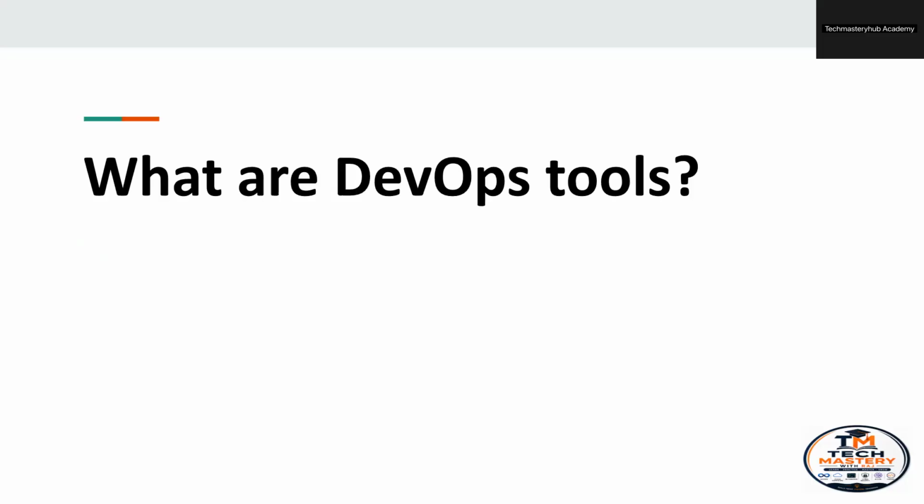Okay, so the next question is, what are DevOps tools? There are 1,000+ DevOps tools in the market, but there are some main tools which are widely used in the industry. So we will see only those tools. DevOps tools help automate different stages. We have seen these stages in an earlier question.